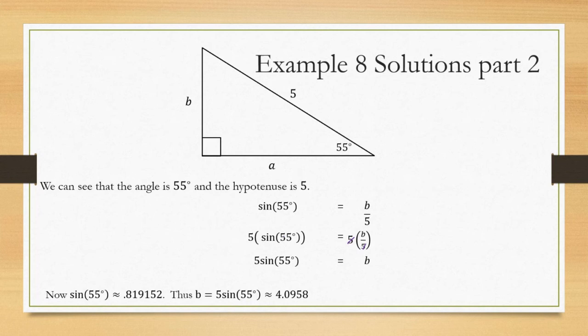Just like before, we need our calculator, because we have to figure out what sine of 55 degrees is. So this is 0.819152. So B is equal to 5 times sine of 55 degrees. Here I interchange both sides of the equation. And when you multiply this by 5, you get about 4.0958. So now we got B.